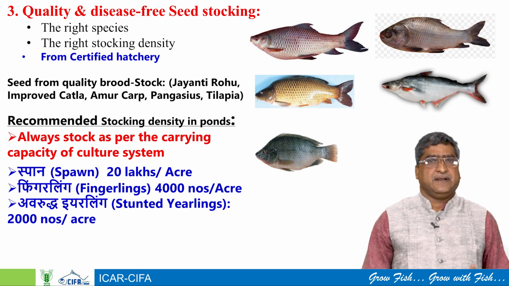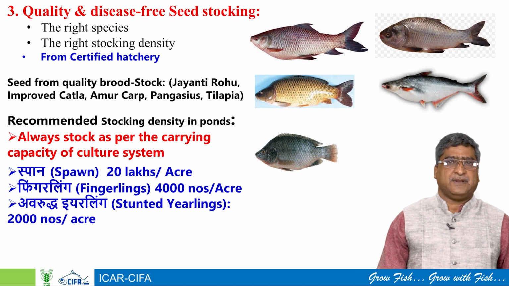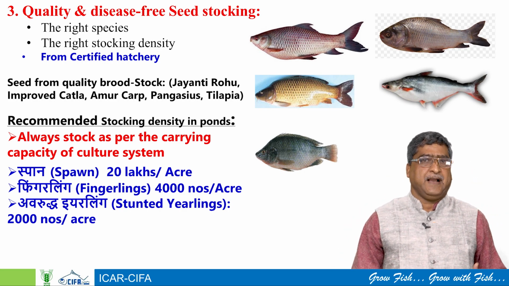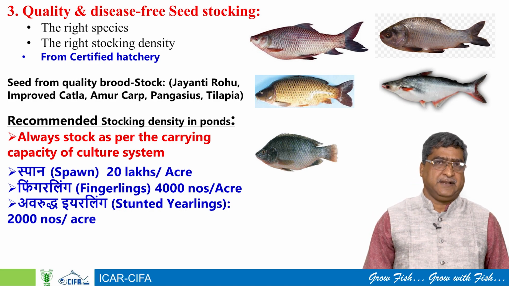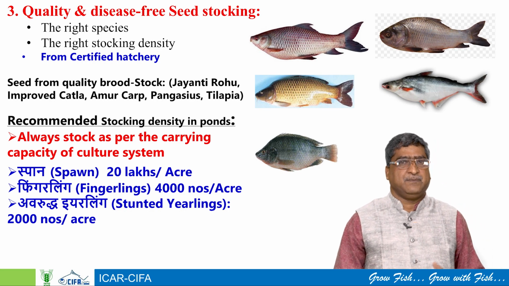Normally, we recommend in the spawn 20 lakhs per acre. For fingerlings, 4,000 numbers per acre. And for stunted yearlings, or called 0 point, we normally recommend around 2,000 per acre.